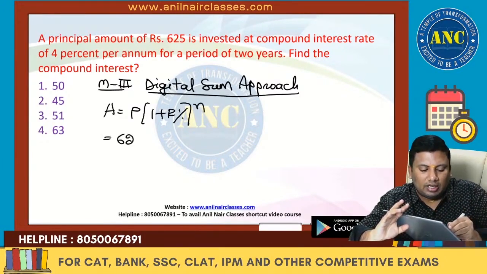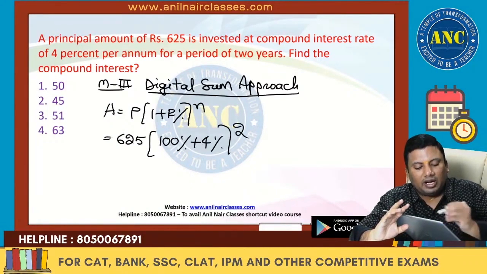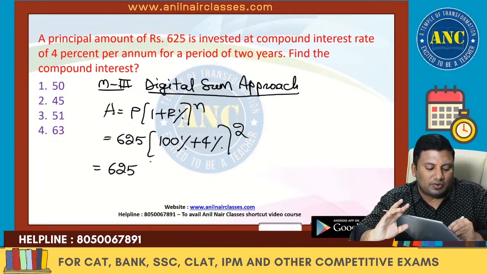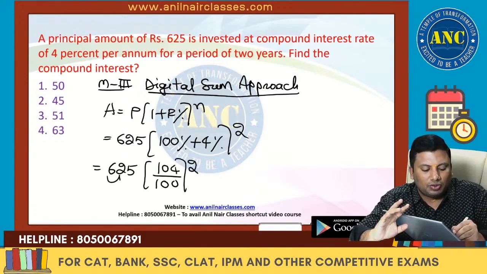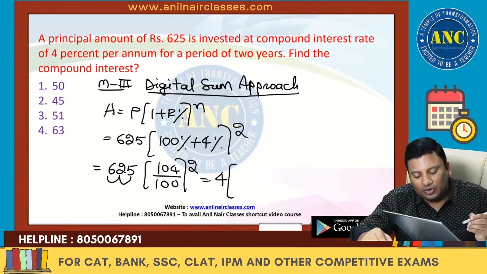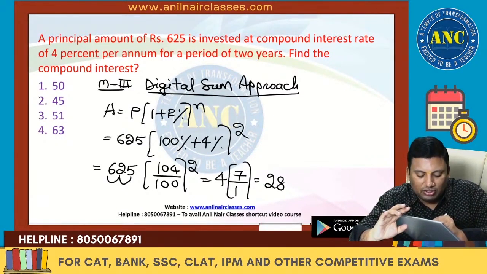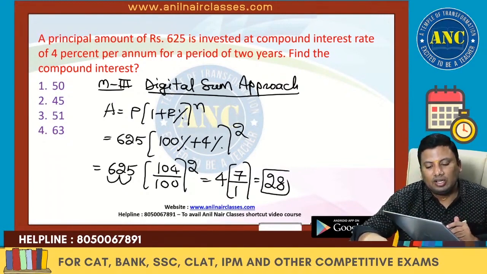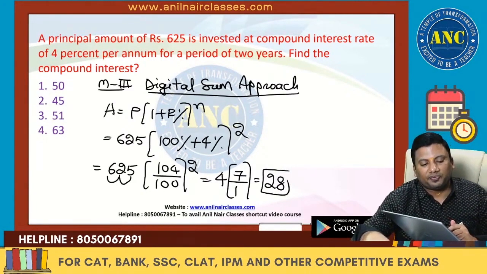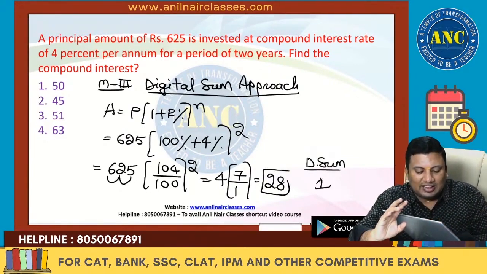So this is 625 into 100 percent, and R is given as 4 percent for a period of 2 years. So it is 625 into 104 by 100 power 2. 6 plus 2 is 8, 8 plus 5 is 13, 13 is 4. 1 plus 4 is 5, 5 square is 25, which is 7. 100 is nothing but 1. 4 into 7, which is 28. Now see here, what is the 28 digital sum? 28 digital sum is nothing but 1.